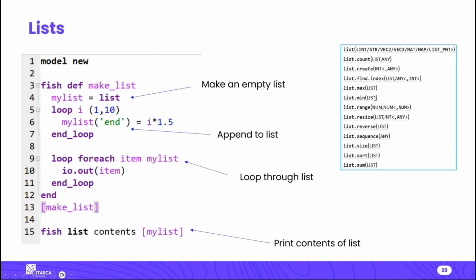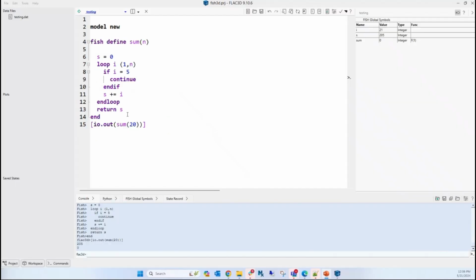Before I move away from this, the other cool thing about lists is we have these built-in functions. So it's easy to get the minimum value in a list or the maximum value in a list, or the size of the list, or you can sort the list or get the sum of the list, and so on and so on. So all these things are totally useful. So let's just demonstrate here.